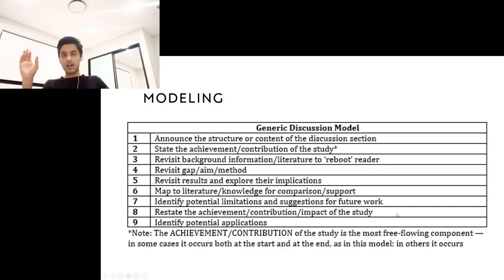Next. Okay, how do you model your discussion? There are 9 key things. Announce the structure or content of the discussion section. State the achievement or contribution of the study. Revisit background information, literature, to reboot the reader. That's another reason why you want background information. Revisit gap, aim, method, so why you did the research. Revisit results and explore their implications. We've talked about this. Map to literature.